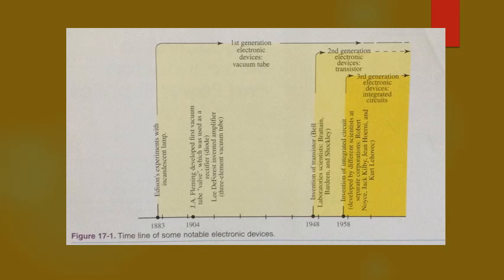That same year, Lee De Forest invented the first vacuum tube amplifier. It was called a triode. This material will be discussed in detail later in this chapter. The first solid-state amplifier device was called the transistor. It was invented at Bell Laboratories in 1948.